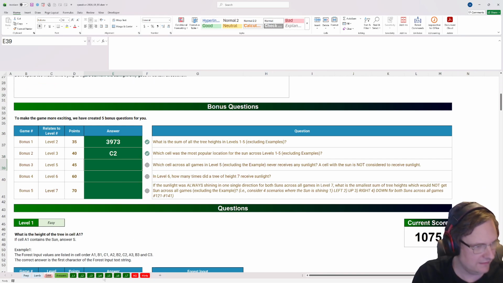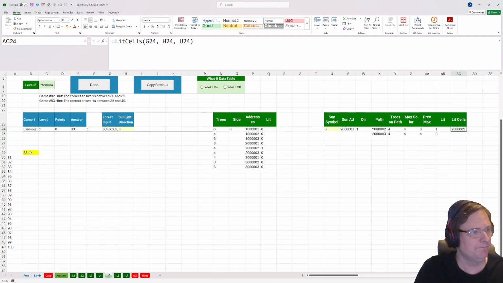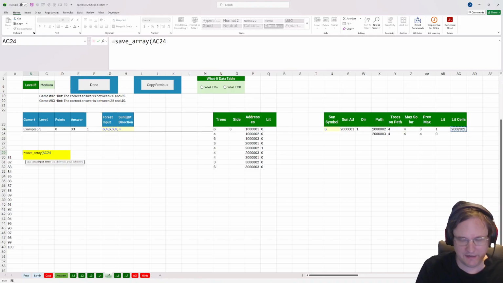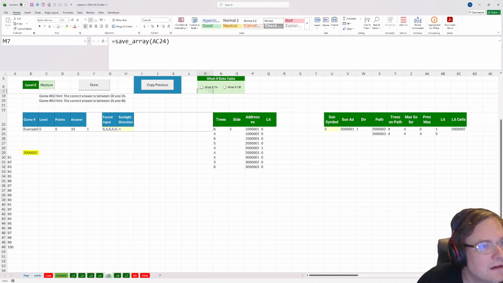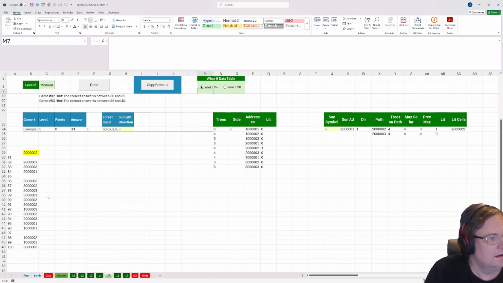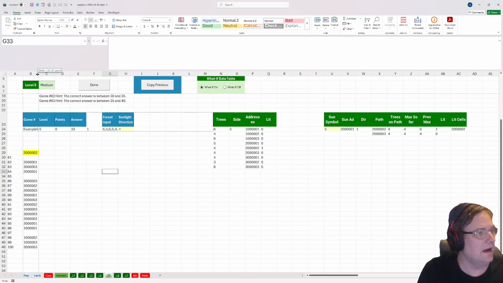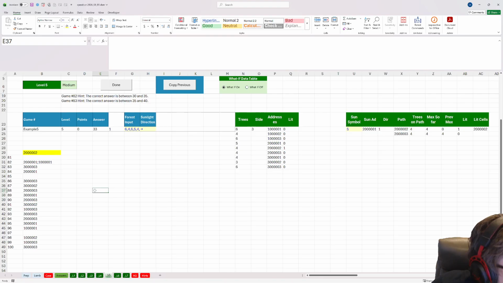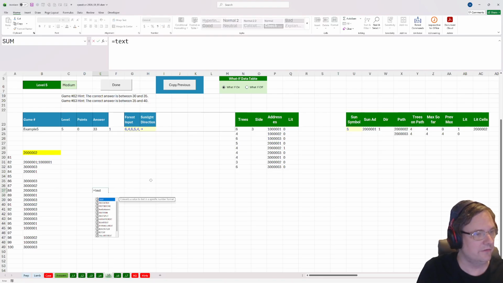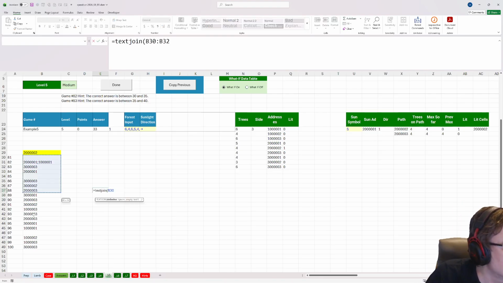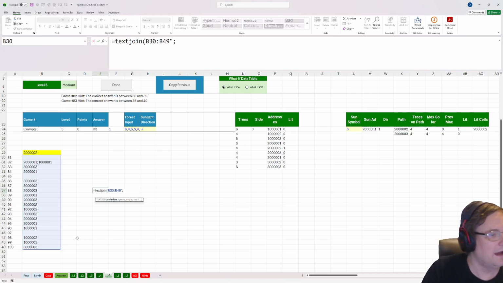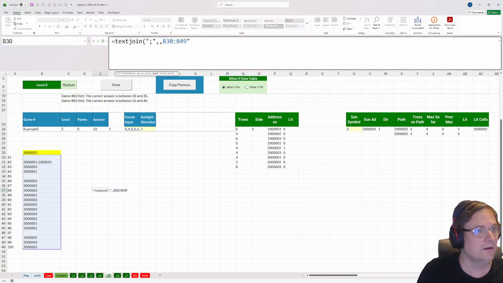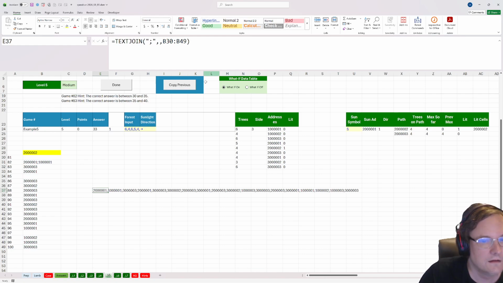Which cell in level 5 never receives sunlight? So which ones do receive sunlight? First of all is SORT array of this. And now SORT array of this array, please. Yes, like that. All right. So text join these by the semicolon, and you've got to put the delimiter first, like that.